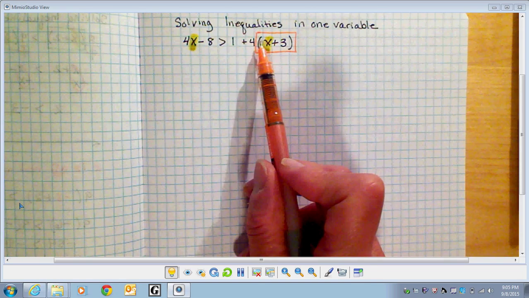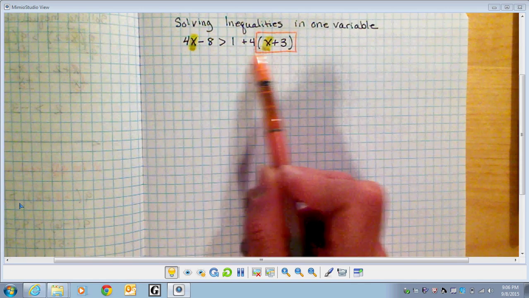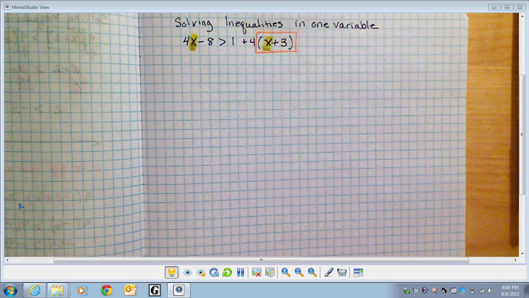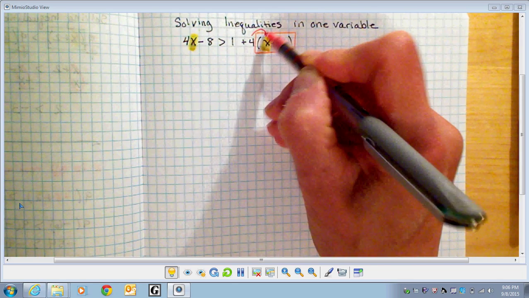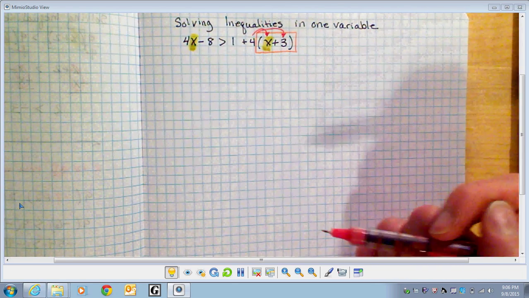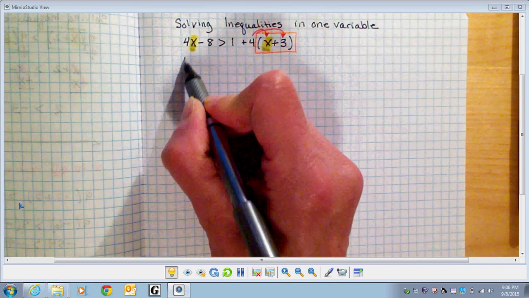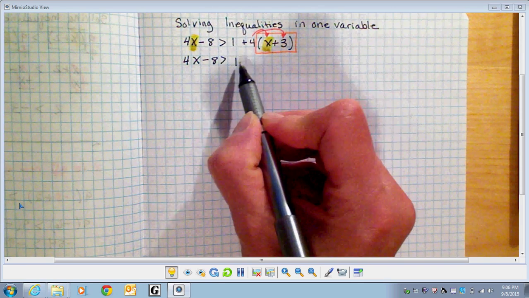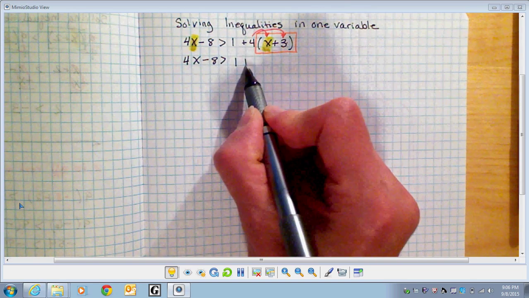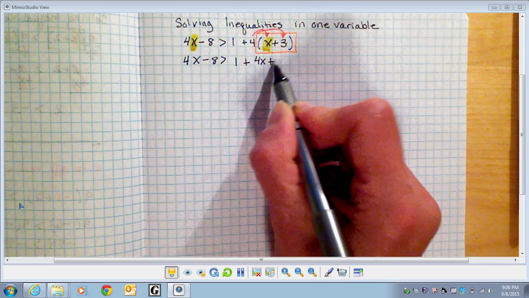So I want to make sure I get this taken care of here. It might be easiest for me to take care of this 4 that's in front of my parentheses. The easiest thing for me to do is to distribute that 4 inside the parentheses. On the left, nothing's happened, so I still have 4x minus 8 is greater than 1. Now I'm going to multiply that 4 in. 4 times x is 4x. 4 times 3 is 12.